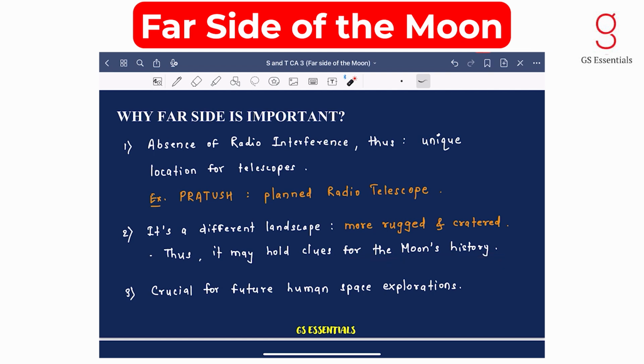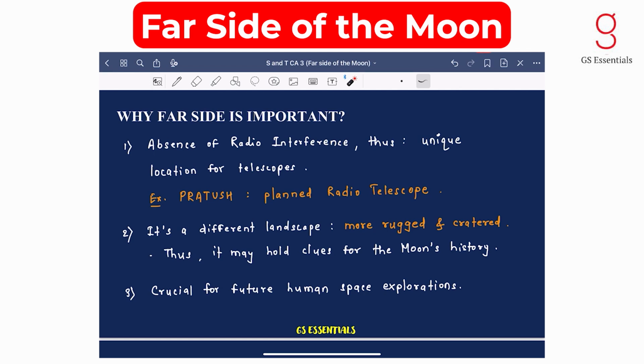The third importance of the far side is that it is very difficult to land and communicate with objects placed on the far side. If we are able to overcome these challenges with respect to landing and communication, it would be an important step for future human space exploration. Because in future, we want to use the moon as a base for our future space explorations to Mars and beyond. So these are some of the important points related to the significance of the far side.